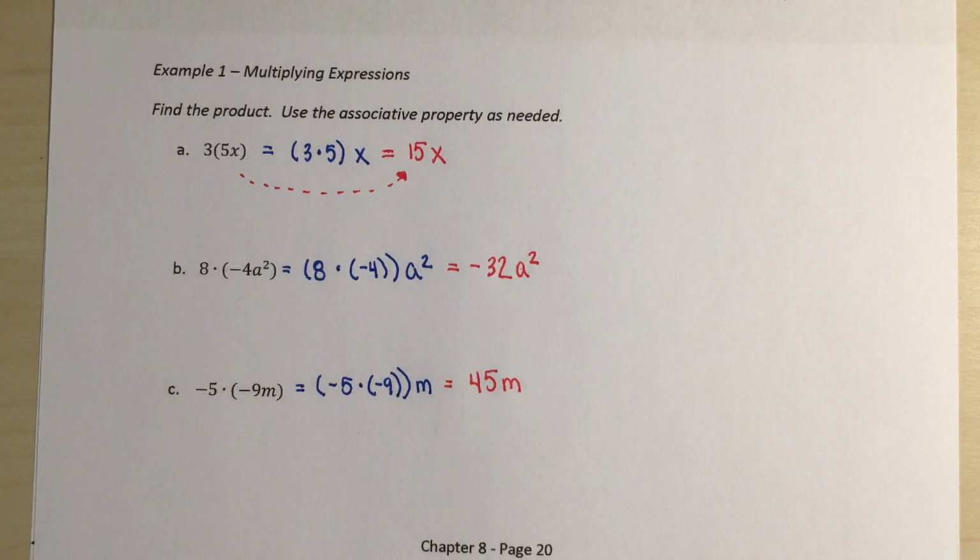So if we just have simple expressions that are being multiplied by a number out front, we can use our associative property to rearrange our grouping here, and group our numerical factors together to be able to multiply those.